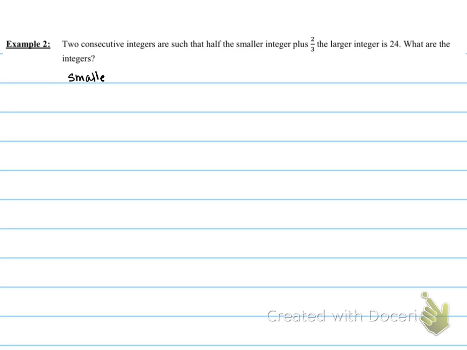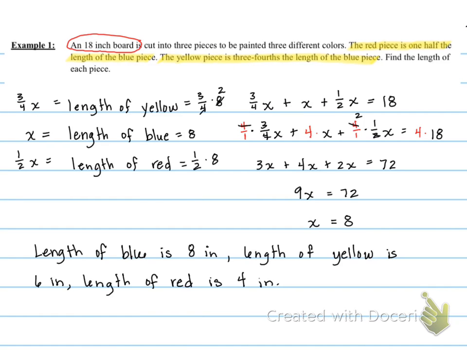So how are you going to write the answer in a sentence? So you're just going to put the blue is 8 inches, the yellow is... I'm going to write that. Yep.